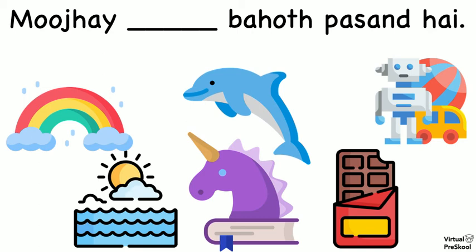I really like rainbows. Mujhe rainbow bahut pasand hai. Or you can use the Hindi word for rainbow, indradhanush. Mujhe indradhanush bahut pasand hai. What about dolphin? How would you say, I really like dolphins? Mujhe dolphin bahut pasand hai.